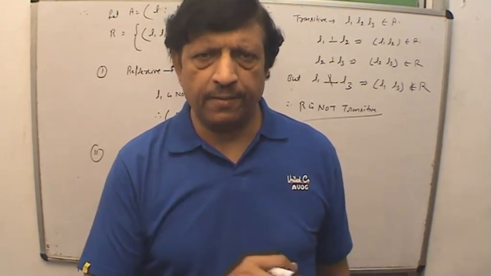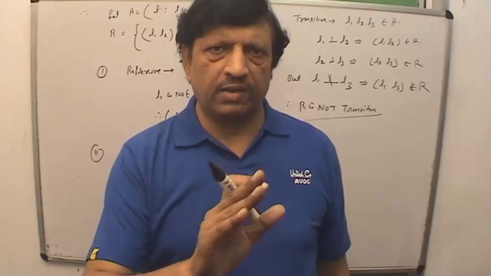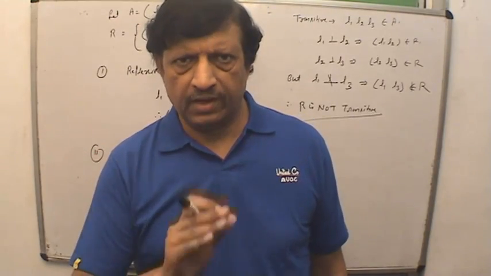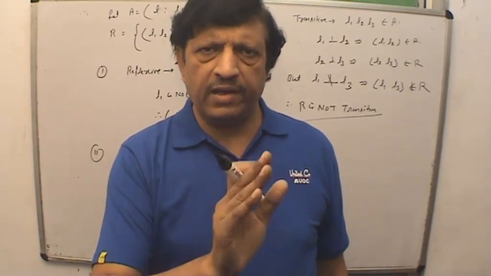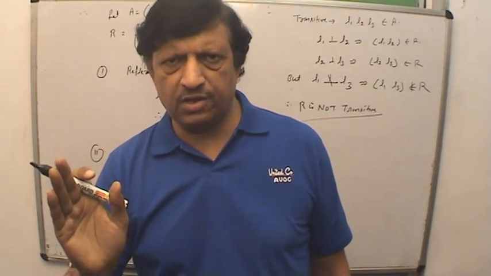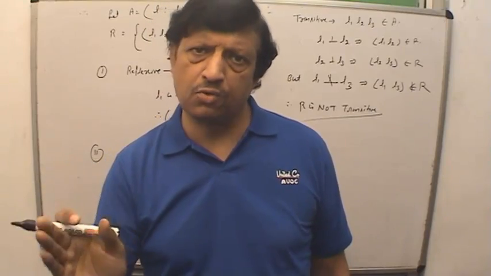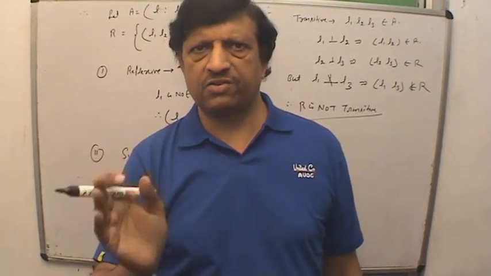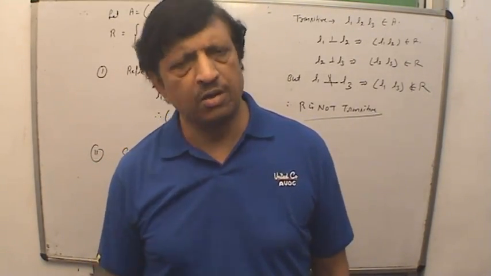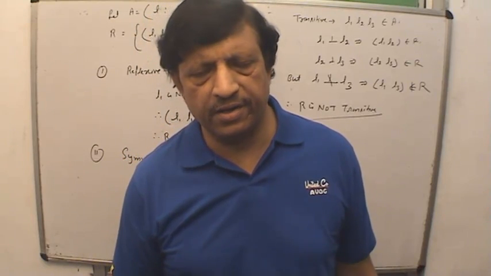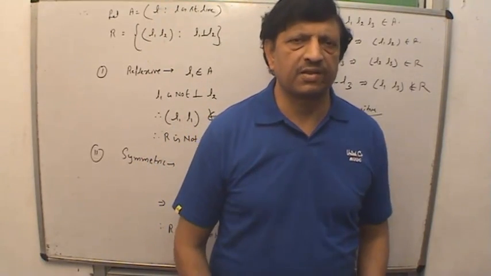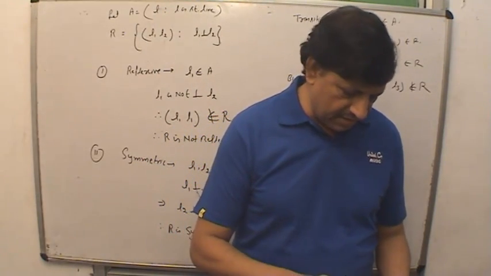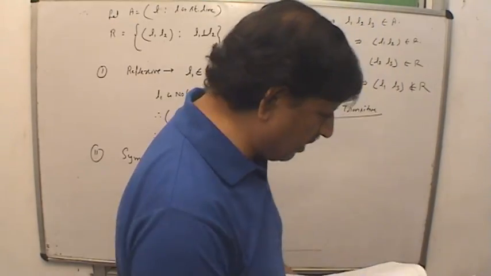If A is father of X, and X is son of A, then X is not father of A. Because X is son of A, it is also not symmetric. Similarly, it is also not transitive. In this way, we can consider the theoretical examples. Let us consider some more examples on this.